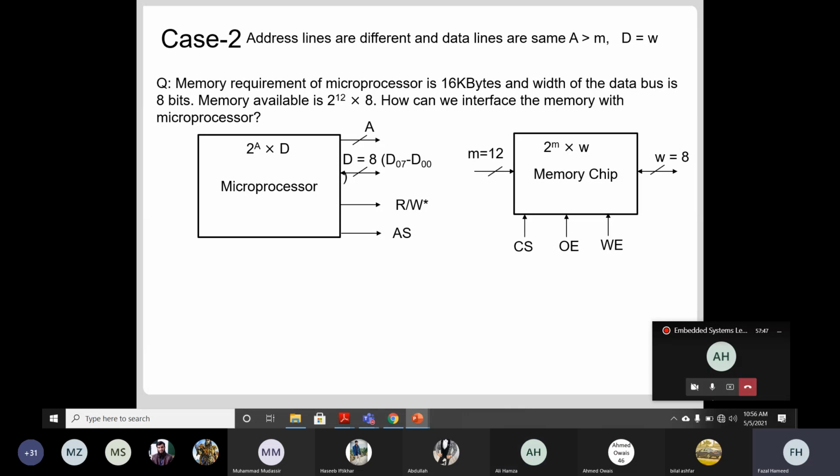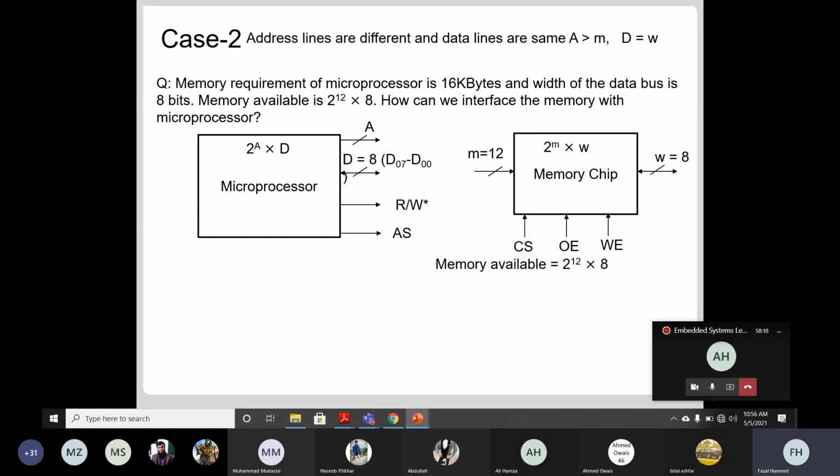So, okay, now there is another question. Memory requirement of microprocessor is now 16 kilobyte. In the previous example, what was the size of the memory? बताएं बेटा. 4 kilobyte. Now we have 16 kilobyte. Memory is same or different? Different. No, memory size is same. The memory available is the same. The memory requirement is different.